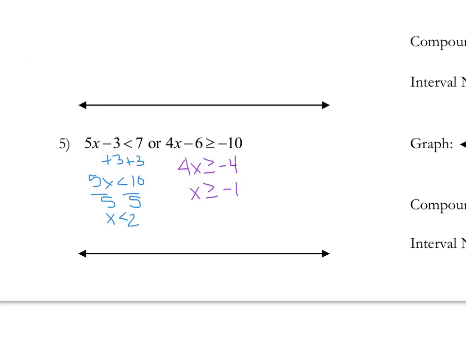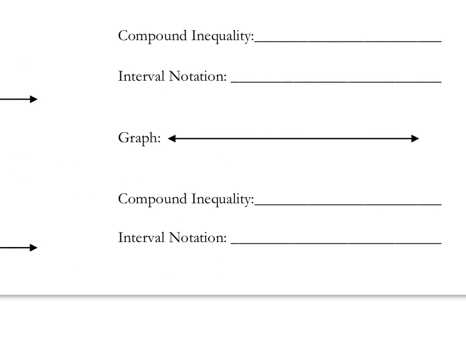If we graph these, we have 2 going to the left, and we have -1 going to the right. What happens when arrows cross each other going in opposite directions? And good, the answer should be all real numbers. So we graph the entire number line. For the compound inequality, you can write all real numbers, and interval notation is going to be negative infinity to infinity. If you write that there as well, that is fine.